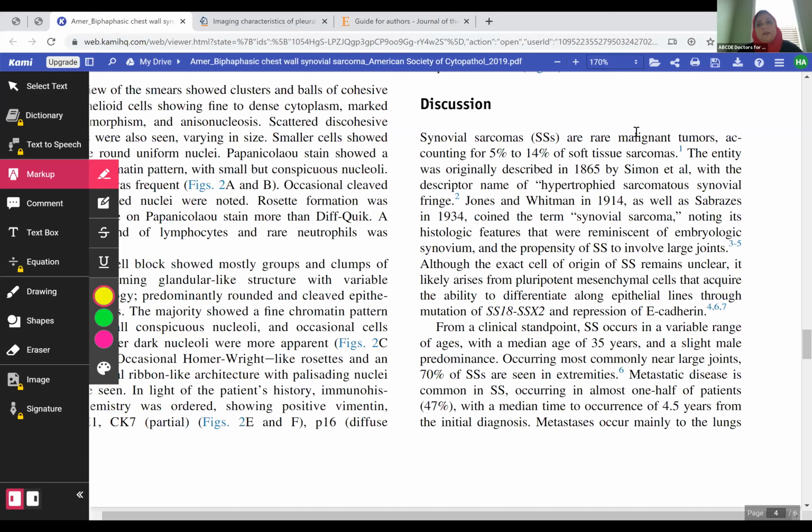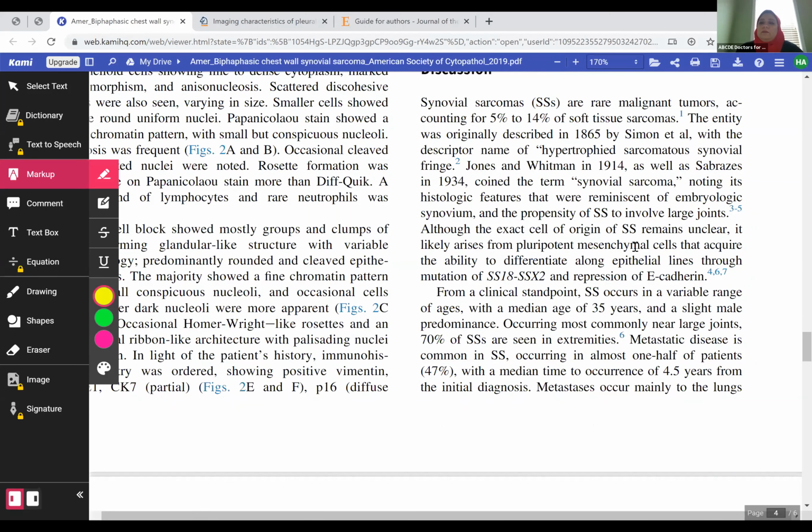So here I'm just saying that they're rare malignant tumors accounting for 5 to 15% of soft tissue sarcomas. And then I put in some background history. You don't need to do this, but I like to do it. When was it originally described? Who described it? I even got the reference all the way from 1865. This stuff is available. 1914, 1934.